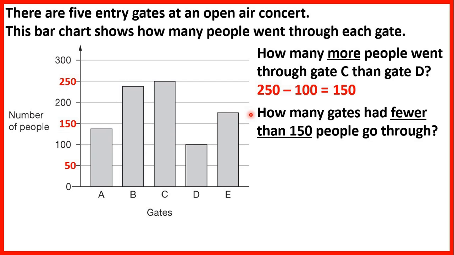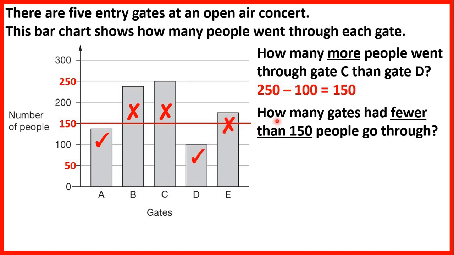Now, how many gates had fewer than 150 people go through? So 150 will be this line here, right in the middle of 100 and 200. Now if we draw a line across, we can see that A is less, or fewer, than 150. B is not, because the bar goes above 150, and C is not either, being above 150. But D is fewer and E is not.